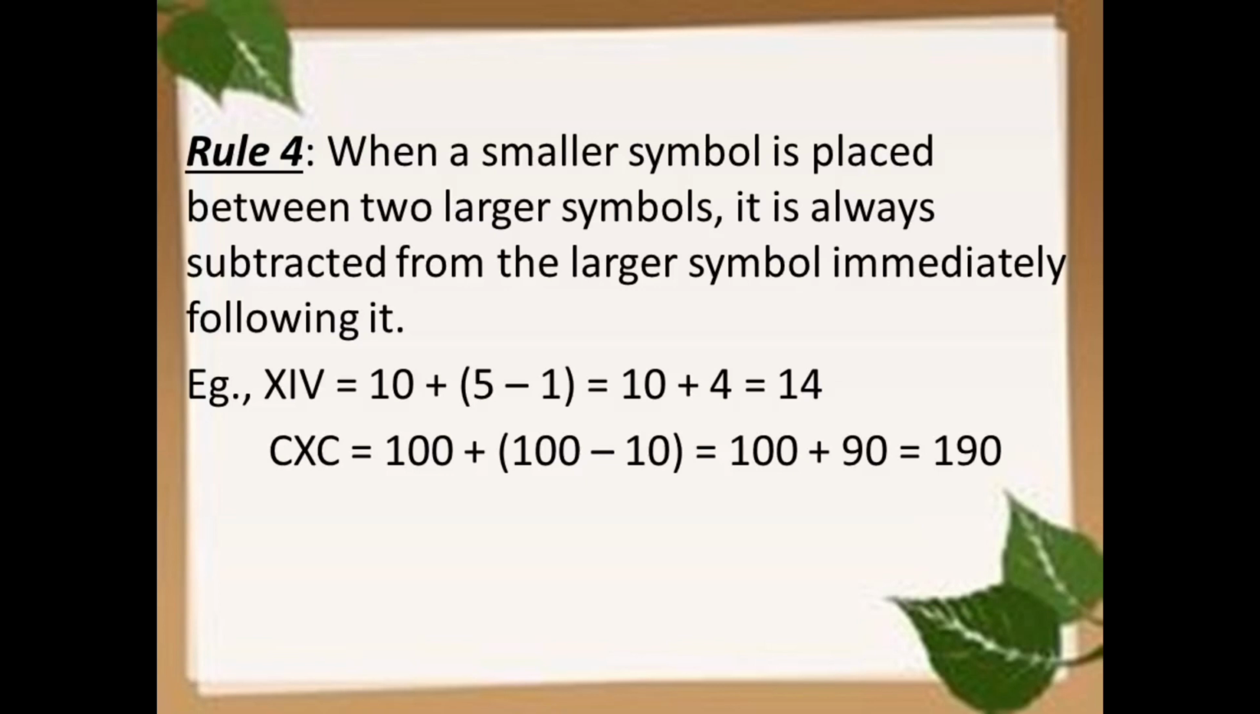Now students, see the next example. In the next example we are having CXC. Now you know that C stands for 100 and X stands for 10. Again C stands for 100. So for the first C we will write down 100, then we will write down the plus sign, and for XC we will write down 100 minus 10, and on solving it we will get 100 plus 90, that is equal to 190. So this means CXC is equal to 190. Hopefully it is clear to you.